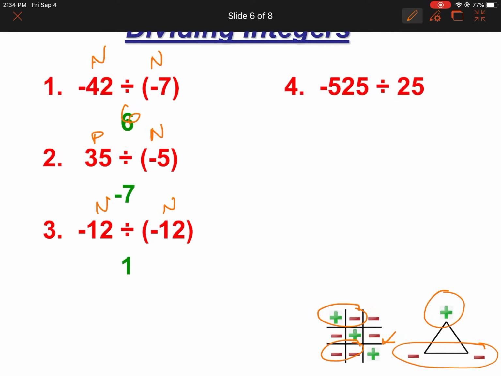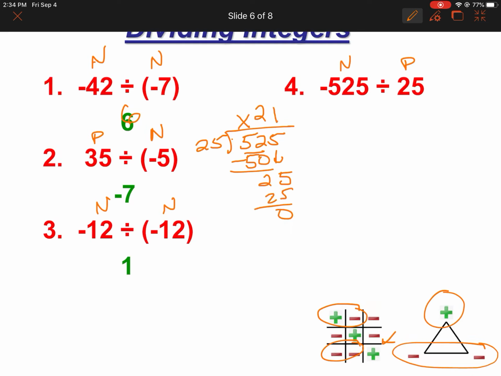Jumping over here, I purposely did this one. Some of these you can do in your head, but I chose one that's a little bit bigger than what you're used to, so you possibly have to do the work on the side. In this case, I can't do 5 divided by 25, so 52 divided by 25 would be 2. If I had 2 quarters, that's 50. Subtract, bring down your 5. 25 divided by 25 is 1. And so we get our remainder of 0. And so the signs are different, we get negative 21.